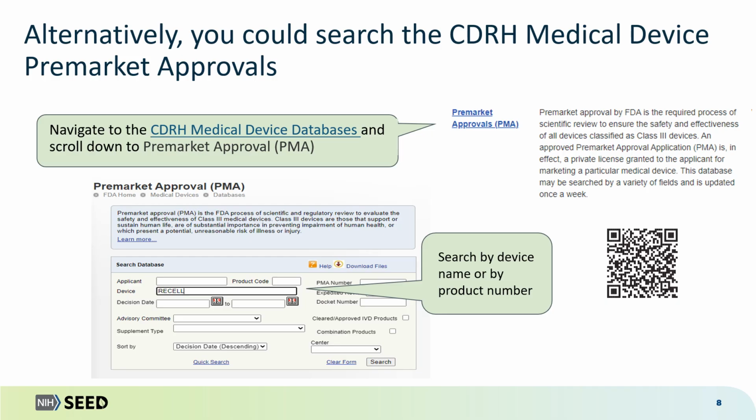Since CDRH also regulates RECELL, it is listed in their database as a PMA-approved Class 3 device. By cross-referencing both CBER and CDRH databases, innovators can gather comprehensive information for product development and regulatory compliance. To find specific PMA details, navigate to the CDRH medical device databases and select the Pre-Market Approval or PMA section. You can search by device name or product number to access detailed information.